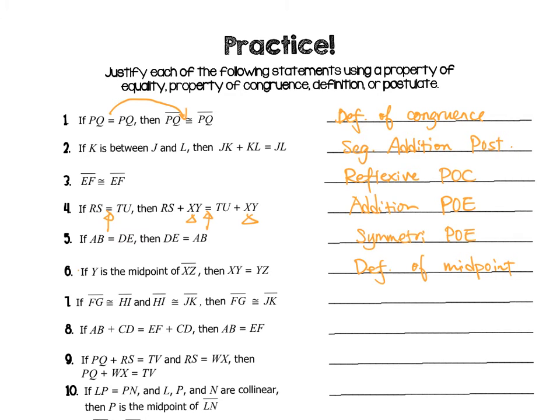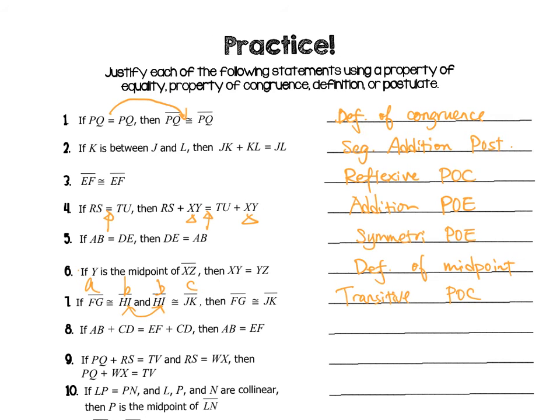Number 7, if FG is congruent to HI and HI is congruent to JK, then FG is congruent to JK, right? Notice the connection here. So this is obviously a property of congruence. If A is congruent to B, B is congruent to C. So this is my A, this is my B, this is my C, and this is my D. Let me go back. So this is my B again, this is my C. So this is the transitive property of congruence.